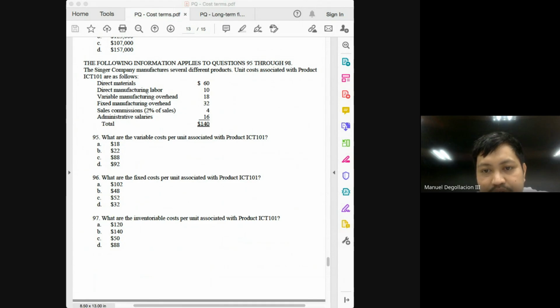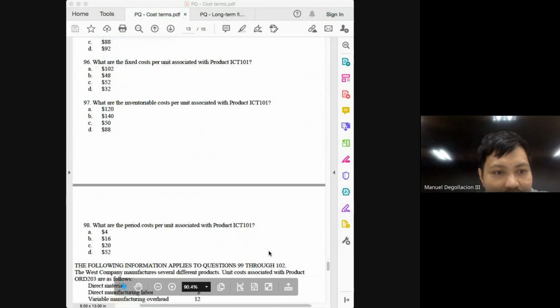97, what are the inventoriable costs? It should just be those costs that are related to production or manufacturing. In the problem, they are materials, labor, and both variable and fixed manufacturing overhead. Are we asked for the per unit here? Yes, so this would be 60 plus 10 plus 18 plus 32. That would be 120.